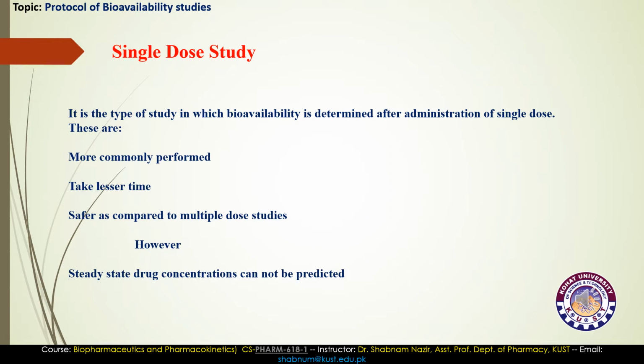In those situations, multiple dose studies are often avoided, but obviously, that is not the solution, because the single dose study is associated with a big disadvantage, and that is that you can never know or predict the steady state drug concentration. The reason is that you never attain the steady state levels because you are administering a single dose, not multiple doses. Remember that steady state is achieved only after a number of doses.